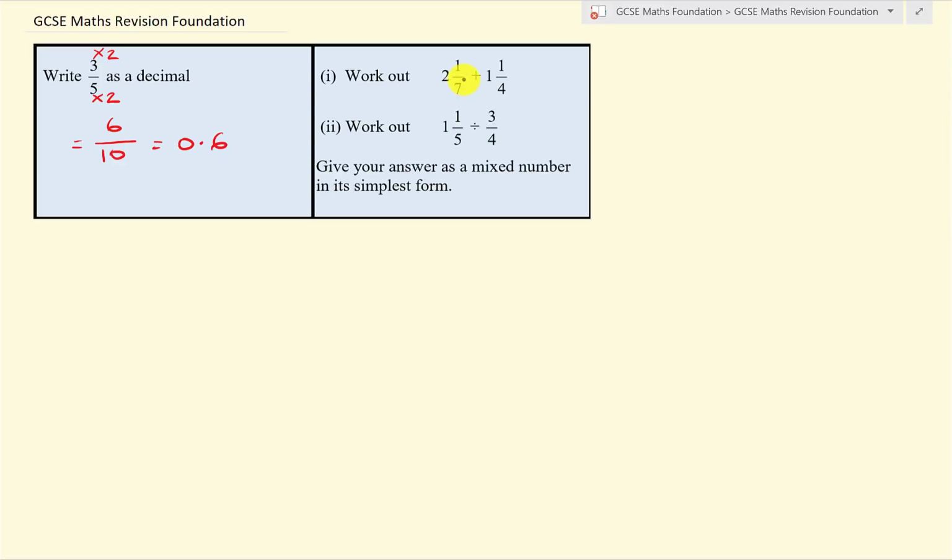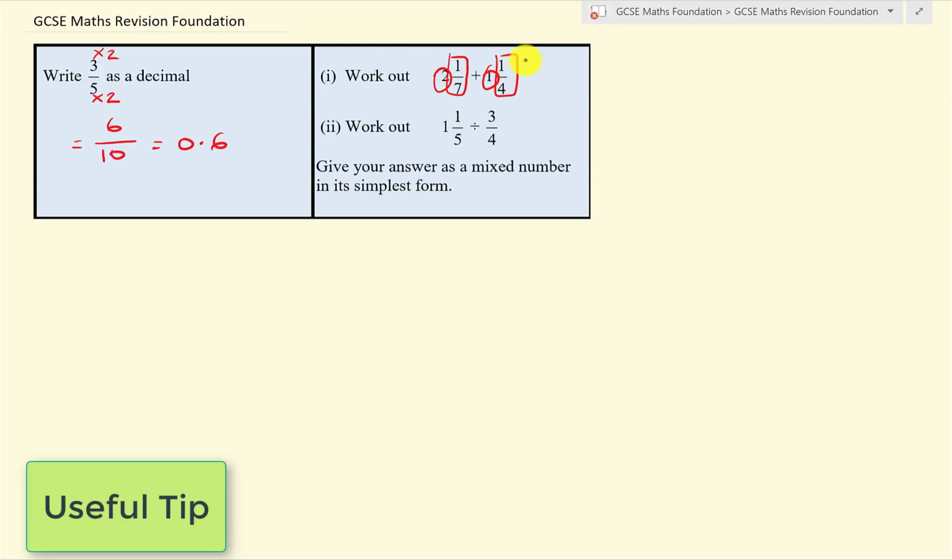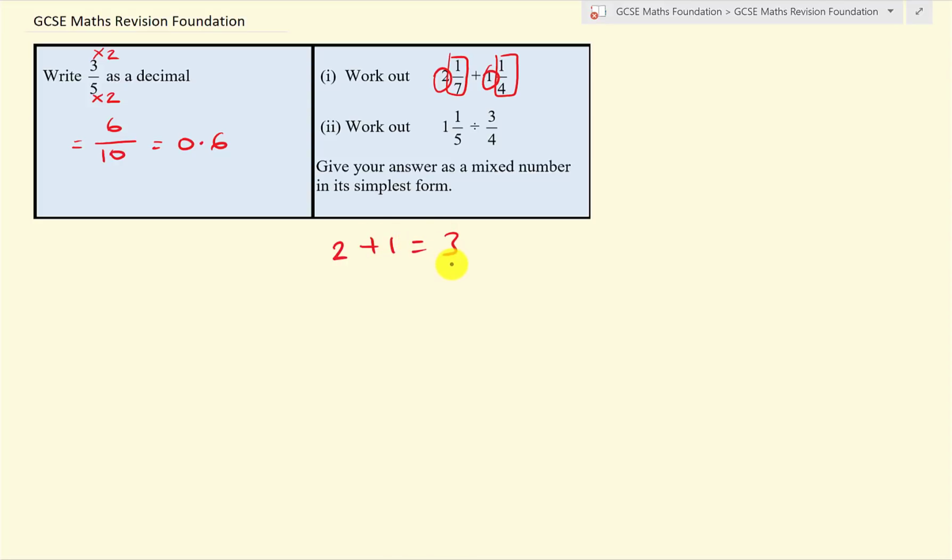Work out 2 and 1/7 added to 1 and 1/4. So, adding fractions. Now there's 2 different ways you can do it. You can change the mixed number into an improper fraction, or you can just add the wholes together and then add the 1/7 and 1/4 together, which is much easier and much quicker, and it saves you from writing out big numbers. Keeps it simple. So let's add 2 and 1 together first. So 2 add 1 is 3, then add the 1/7 and 1/4 together.